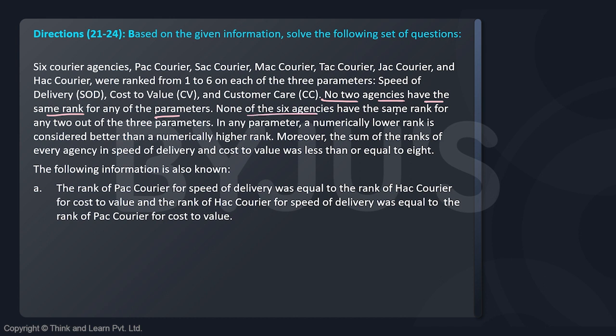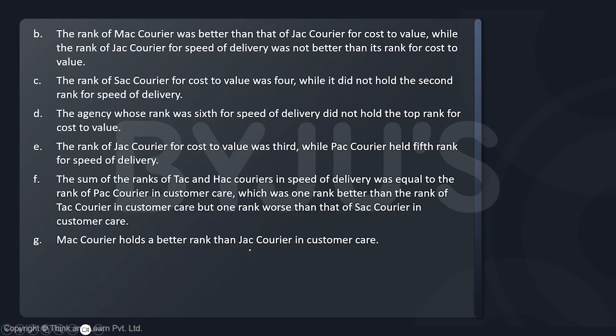None of the 6 agencies have the same rank for any 2 of the 3 parameters. In any parameter, a numerically lower rank is considered better than a numerically higher rank. Rank 1 is better than rank 2, which is better than rank 3. The sum of the ranks of every agency in speed of delivery and cost to value was less than or equal to 8. And then there is more information.